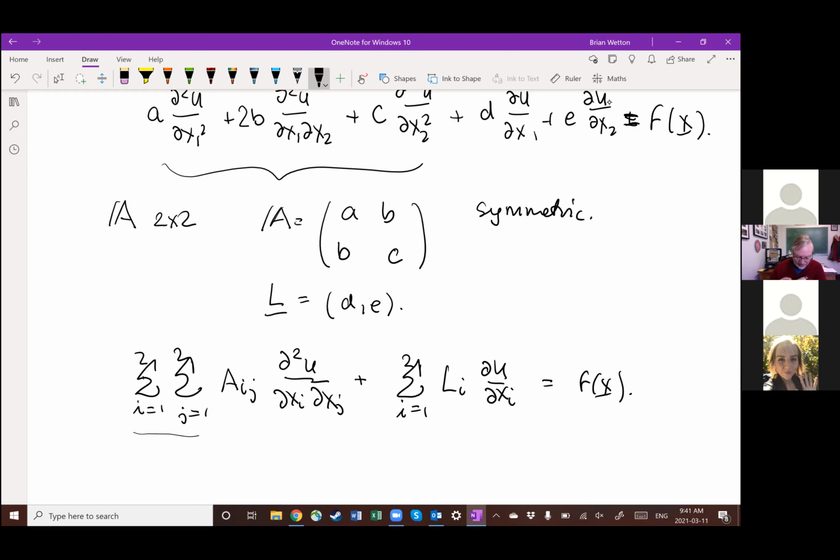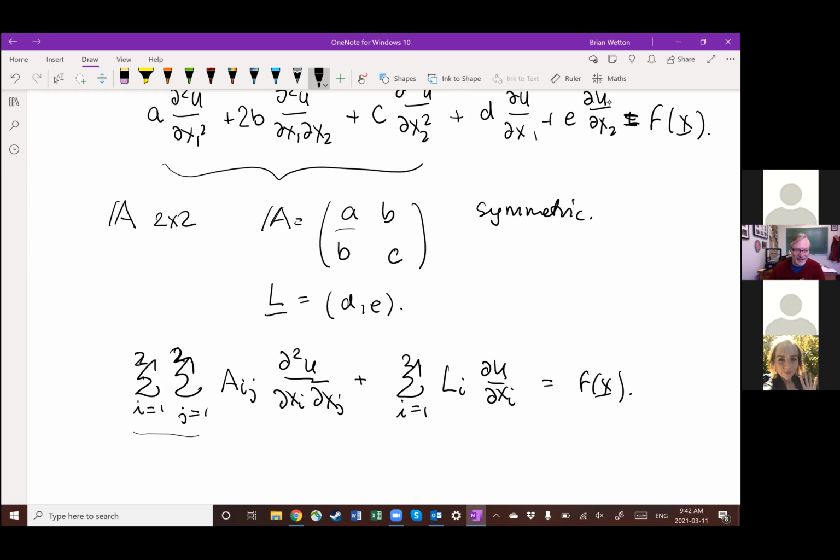And at least you can look at the i equals 1, j equals 1 term. You get A11, which is A. And then you get the second derivative with respect to x1 and x1 again, right? It's 1 to 2, 1 to 2. It's a tensor product if you want to look at it that way.